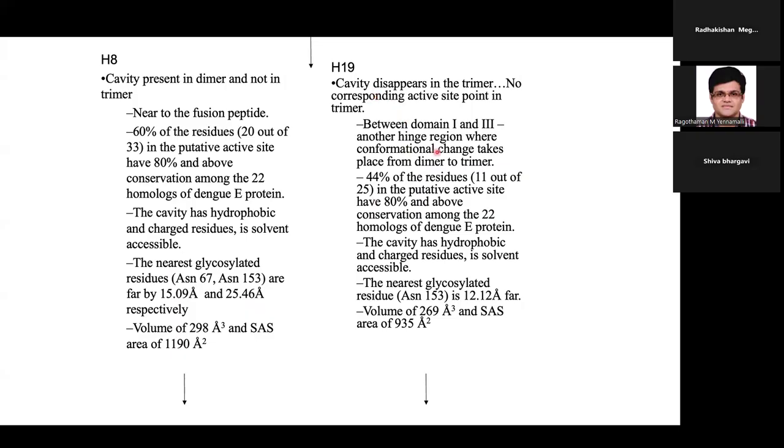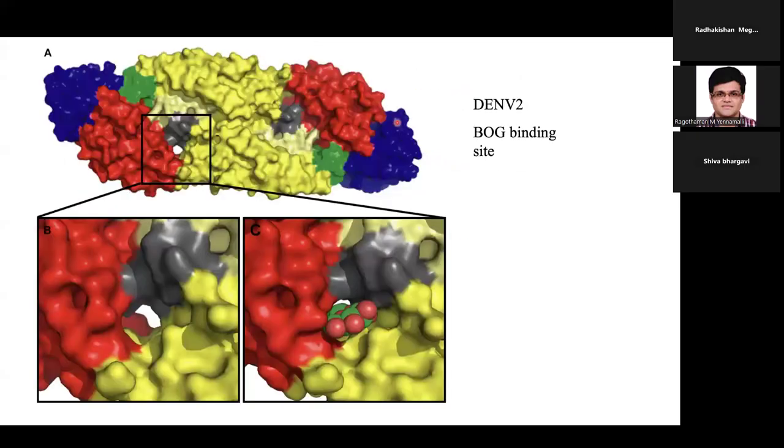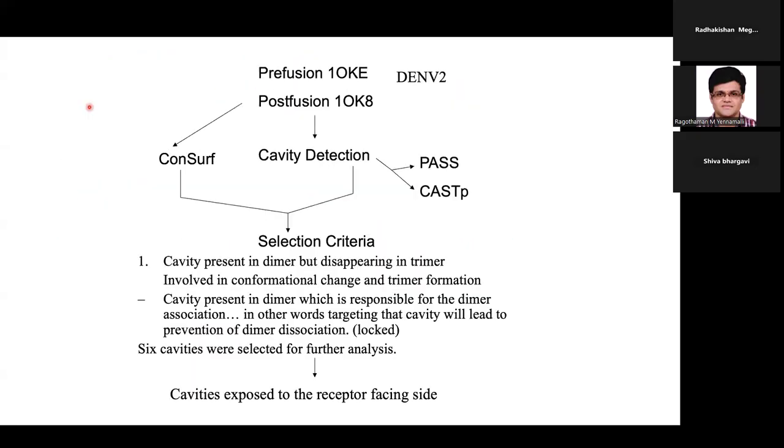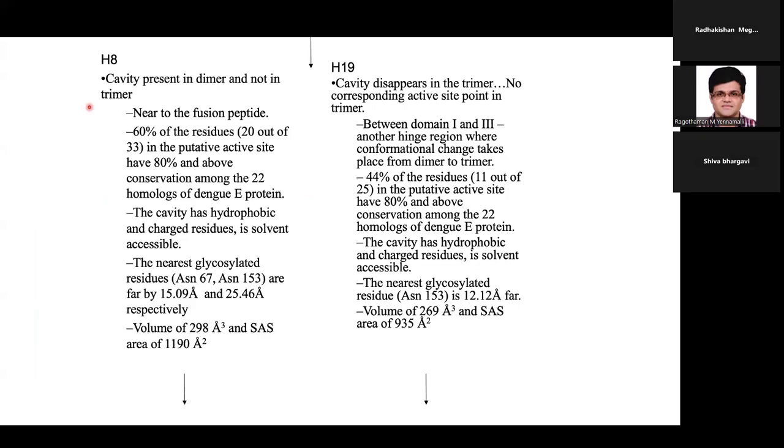Similarly, in the other cavity, it is present between domain 1 and 3, which is also a hinge where conformational change takes place. So if you go back, this is that particular hinge between 1 and 3. Okay. So here also you have good conservation. The cavity is hydrophobic, the cavity has charge residues, and the glycosylated residue for that is a little bit far away. In both cases, at least 10 angstroms and more are far. Again, it has a good volume. It has a comparable solvent accessible surface area.